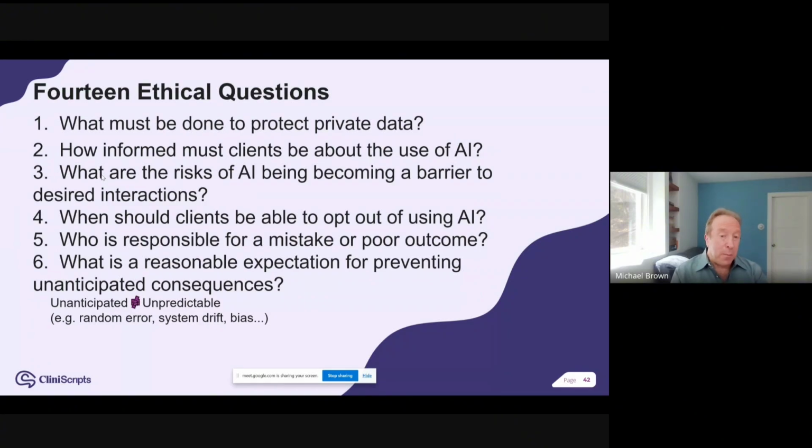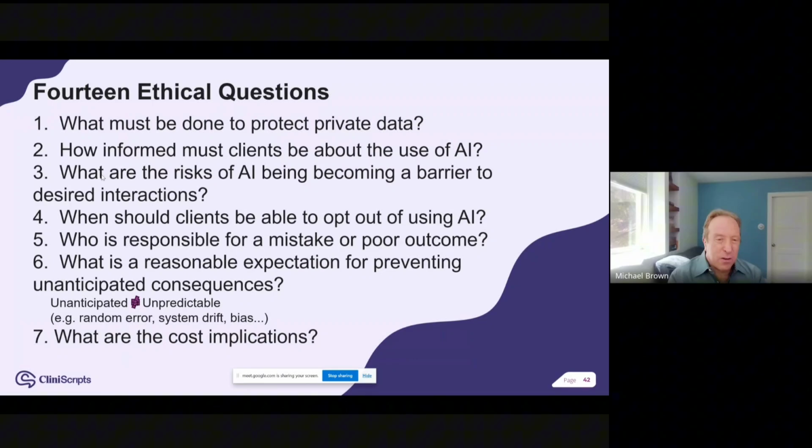Now, some of these problems might not necessarily be worse than the human systems that they're emulating. But still, what's a reasonable expectation for those building and using the systems to anticipate some of those things that go wrong and then work to prevent those problems?